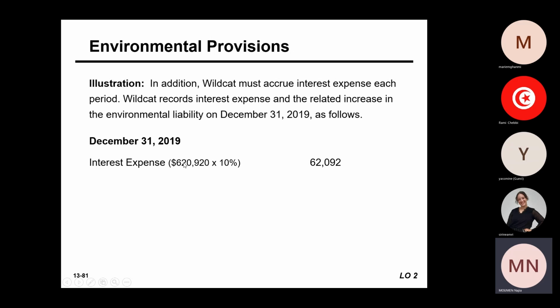So at the end here, this will of course be done every year. But it won't be 620 times the 10%. It will be 620 plus 62 times the 10%. That's the new amount of interest expense, and also the new amount to be credited to environmental liability. So we'll do the same from December 31, 2019 until 2024 or 2023.